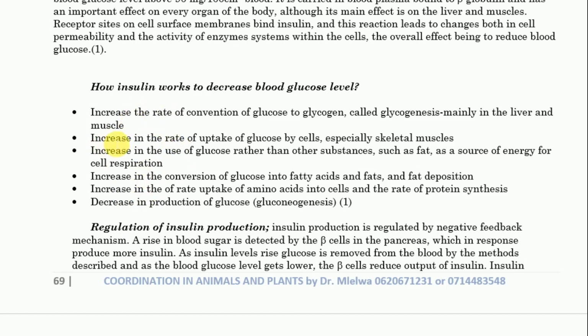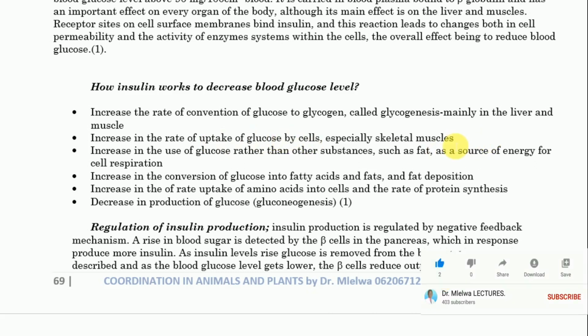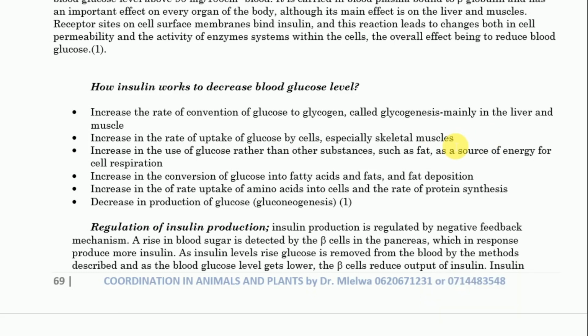The second mechanism, it increases the rate of uptake of glucose by cells, especially skeletal muscles. Kama nilivyokuambia kwamba insulin can alter the permeability of cells to glucose, and by altering the permeability can allow the cells to take more glucose, and hence at the end of the day we are ending up with a low concentration of glucose in the blood.